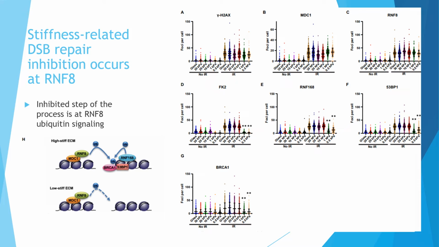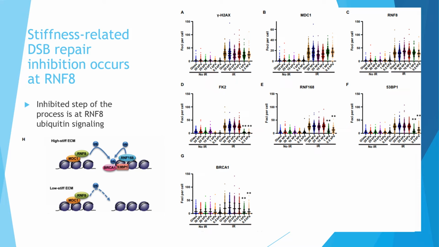But then when we get to FK2 in panel D, we can see that the cells on the 1 kilopascal and 0.5 kilopascal substrates had significantly lower levels of FK2. And so this step is associated with RNF8 mediating that ubiquitination, so that ubiquitin conjugation, the formation of those long chains. This is what's being inhibited here, as seen in the fact that this is the step where we initially see lower levels of FK2.